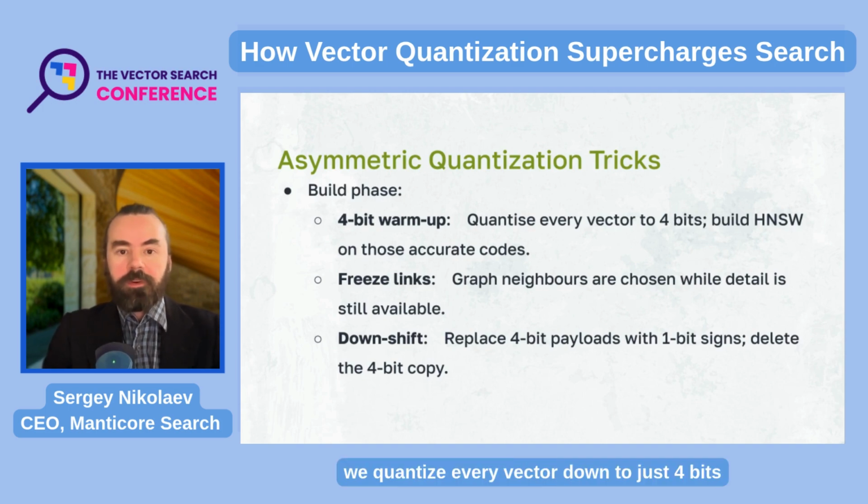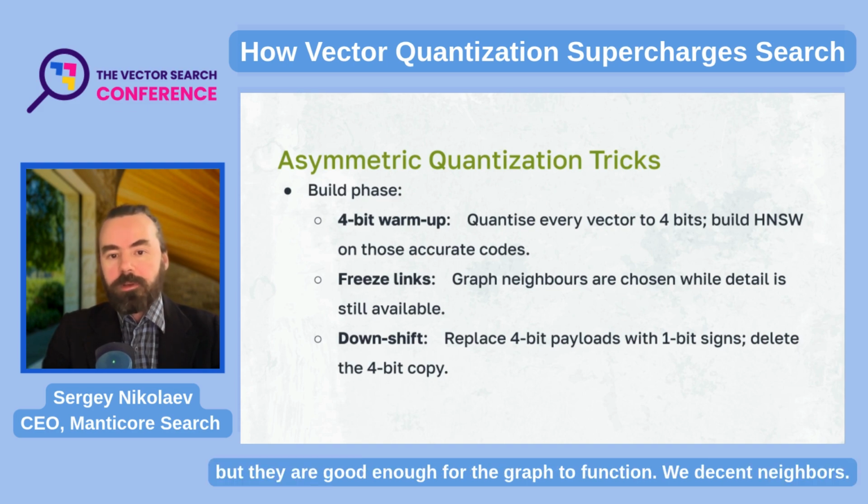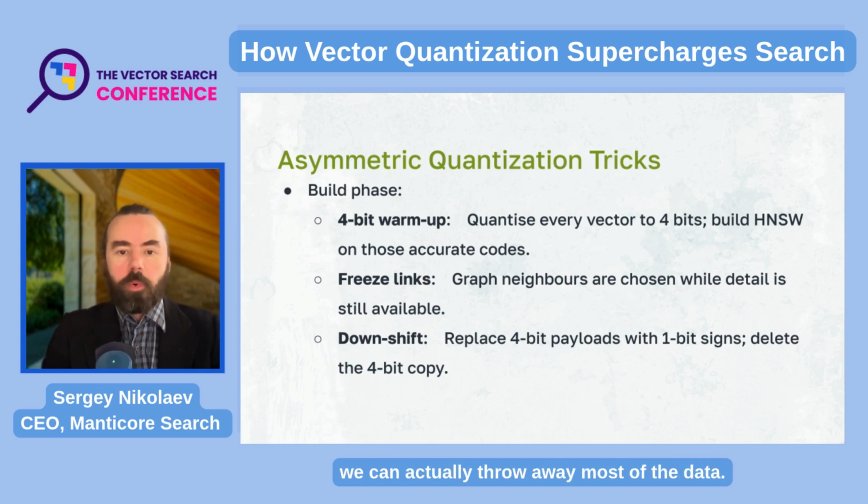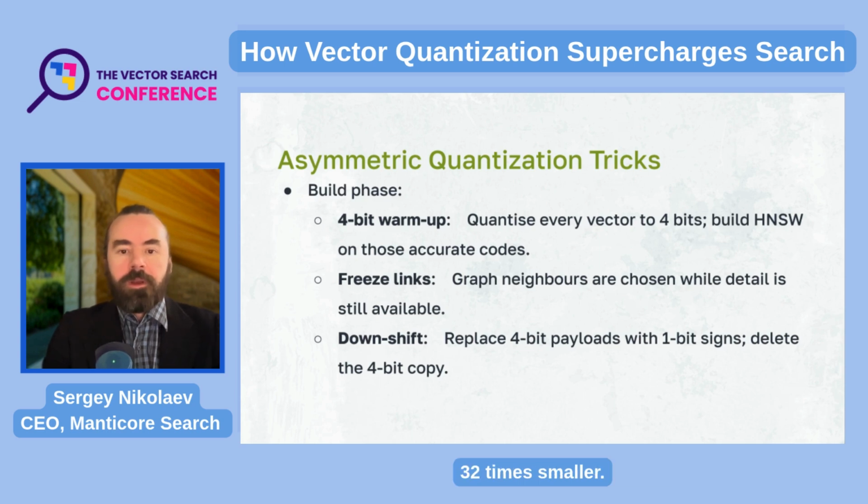First, we quantize every vector down to just 4 bits and use those to build our HNSW graph. Now, those 4-bit vectors aren't super precise, but they are good enough for the graph to find decent neighbors. Once the graph structure is set, meaning all the links are in place, we can actually throw away most of the data. We drop the 4-bit values and keep only the 1-bit signs. The graph itself doesn't change, but now the stored vectors are 32 times smaller. Pretty cool, right?